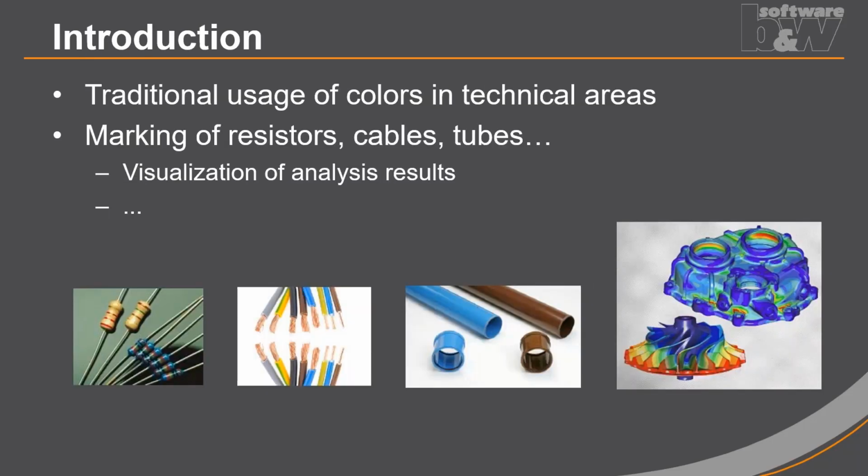So first, I want to give a short introduction about the usage of colors in technical areas. For example, you see images which are common for all of us, I think. Colors are used for technical purposes, like marking resistors, cables, tubes, and all of you who have already done finite element analysis or CFD analysis were happy about the colored images at the end, and you are used to that. And there are a variety of other use cases for colors in the technical area.